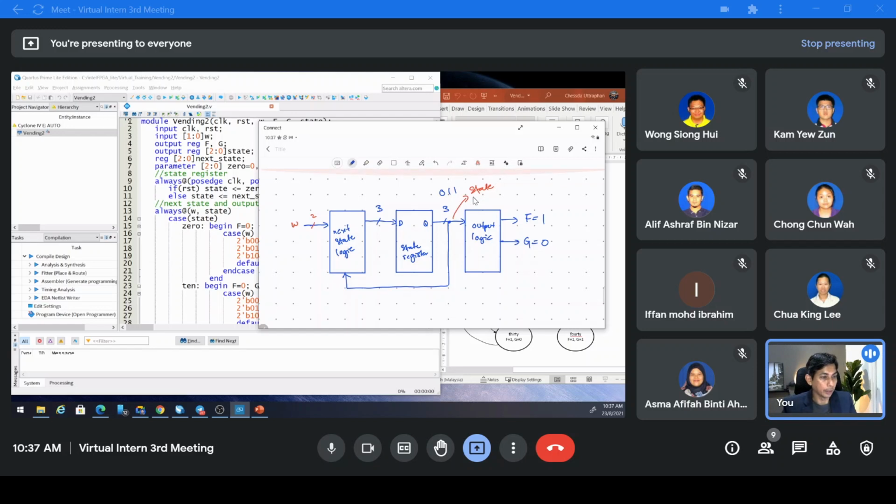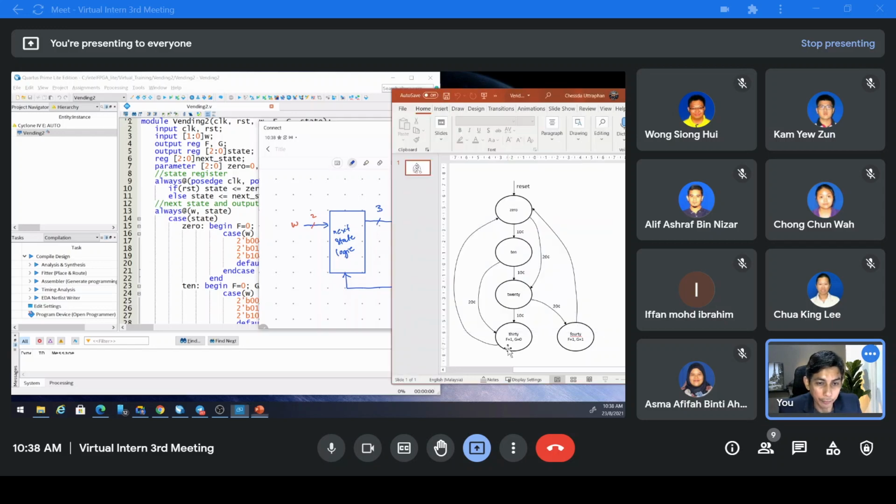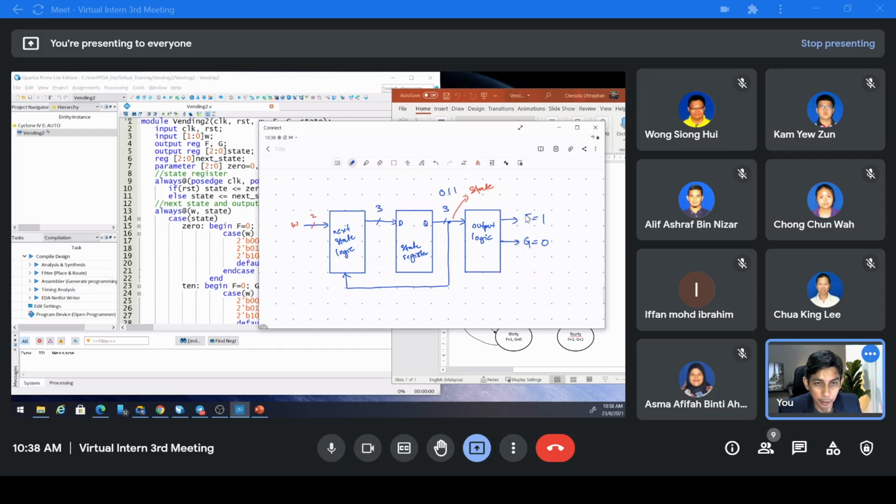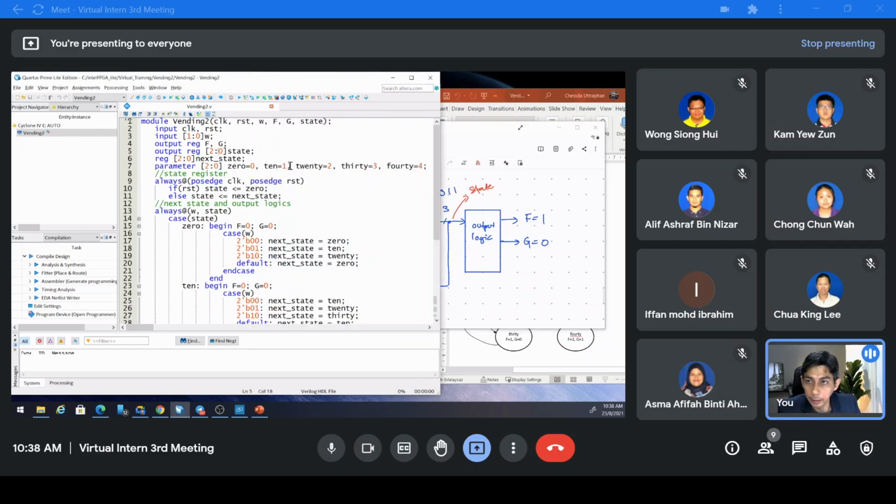this is the circuit that we want to describe in Verilog, and this circuit will behave exactly according to this. We have the output, we have the input named W, and we have the register, and of course for this register you need to have clock and also the reset signal, right? So that is why we have this clock, reset, and this is W, the input, the output F and G, and this is just for reference.